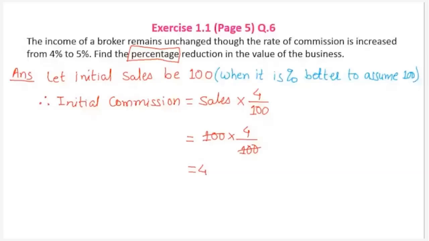As well, the sales will be reduced. We don't know how much it is, but definitely it will reduce. If the rate is increased, sales will reduce. That will make it equal. So let new sales be X. Here we take it as X. Old sale is 100.